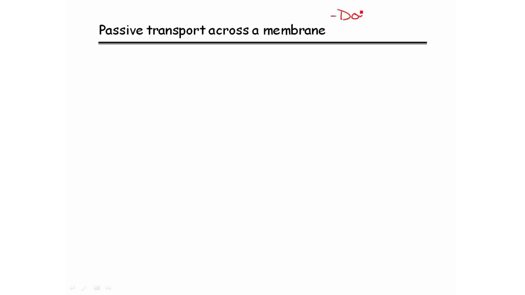So for this, it really is not going to be any trouble on the part of the cell, okay, because it's not going to require an expenditure of energy, and they can just kind of sit back and let this type of transport happen. Diffusion is a type of passive transport.